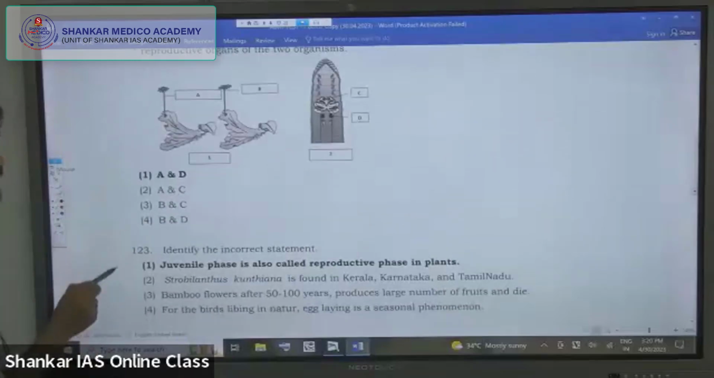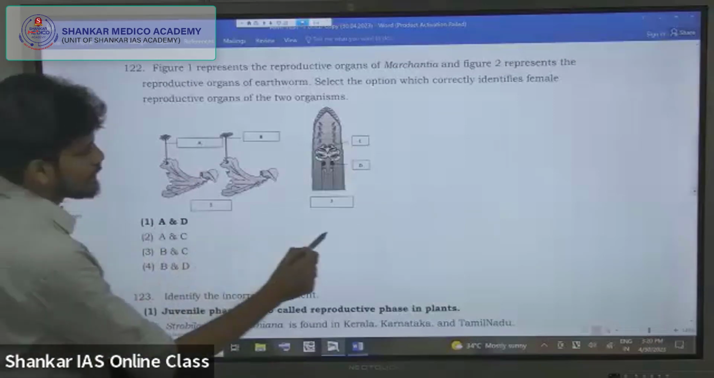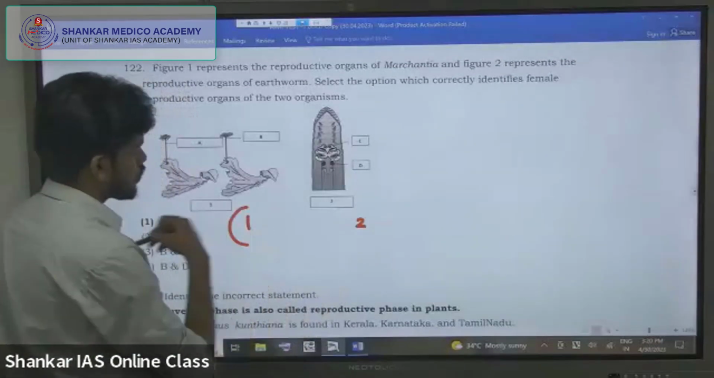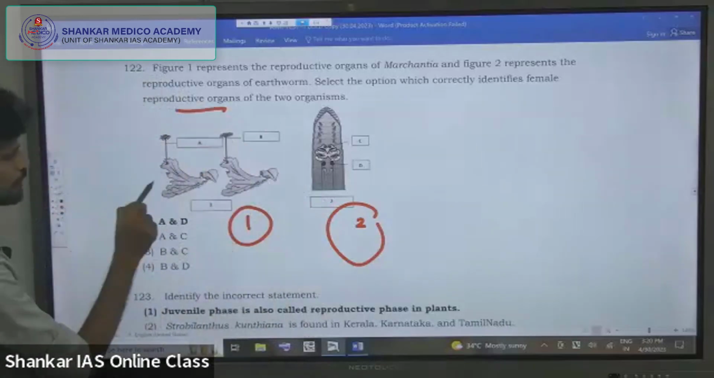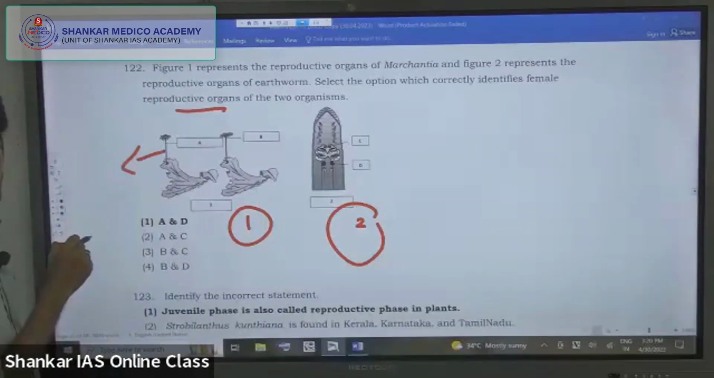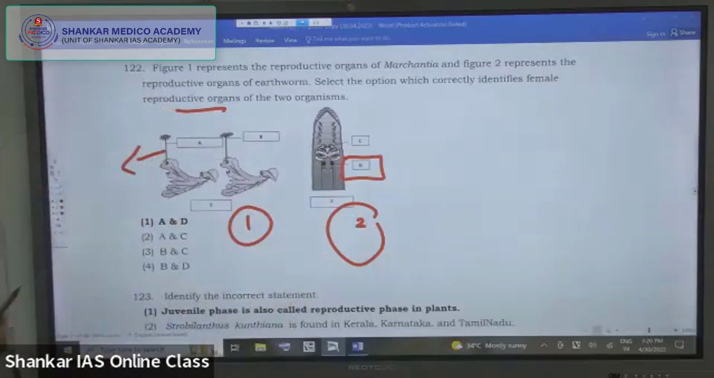So these are the pictures they have given us. The first picture is Marchantia and the second picture is the earthworm. You need to identify the female reproductive organs. Among these, the female reproductive organ is the archegonium. And here this D will be the female reproductive part. So among these, A and D will be the correct statements.